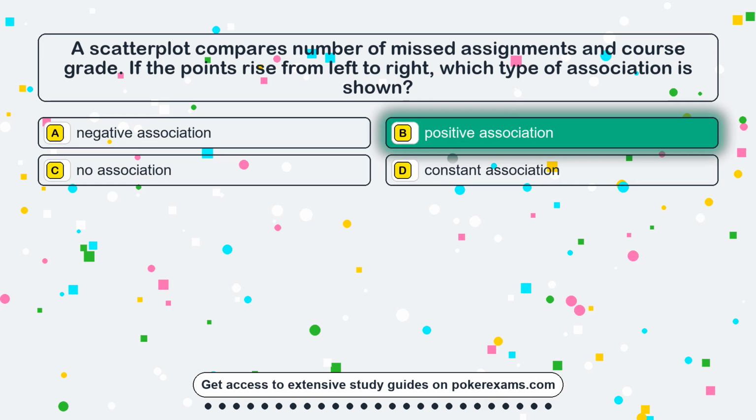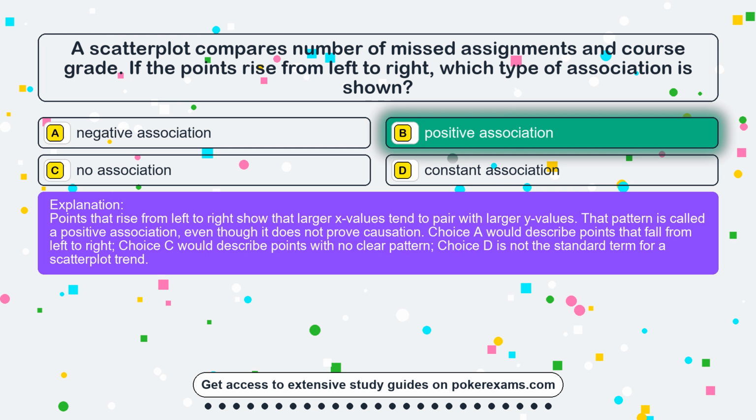The correct answer is option B, positive association. Points that rise from left to right show that larger x-values tend to pair with larger y-values. That pattern is called a positive association, even though it does not prove causation. Choice A would describe points that fall from left to right. Choice C would describe points with no clear pattern. Choice D is not the standard term for a scatter plot trend.